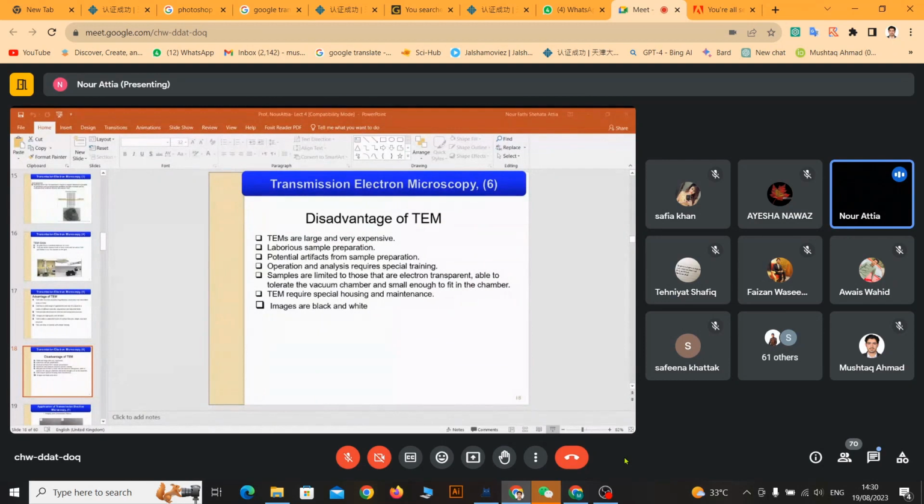But also the image is only black and white. It's not like a confocal microscope or bio AFM, where the image is colored. Here it is black and white only. It's not like AFM, atomic force microscope. In this case, it is actually different than the SEM.